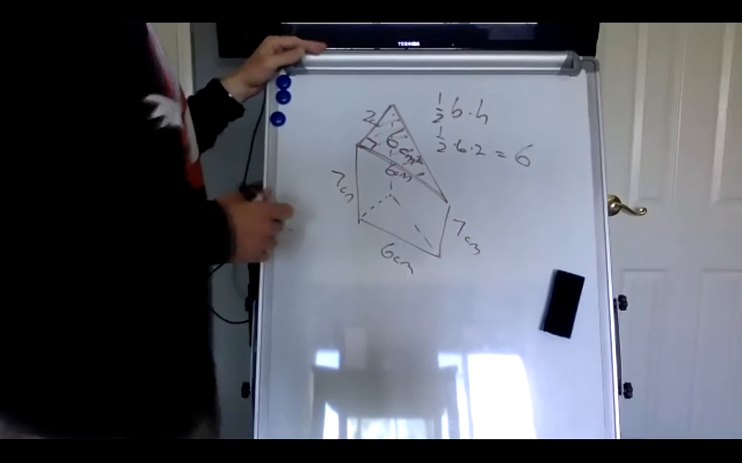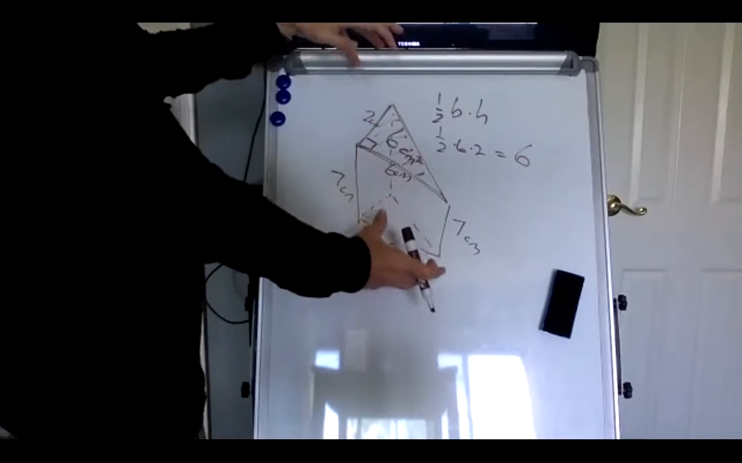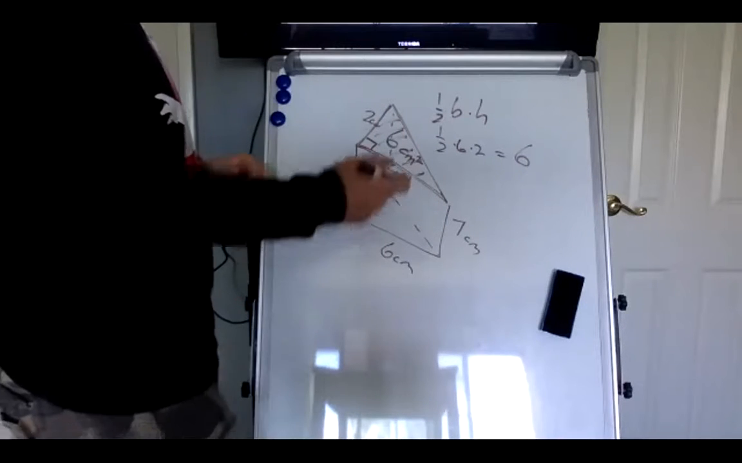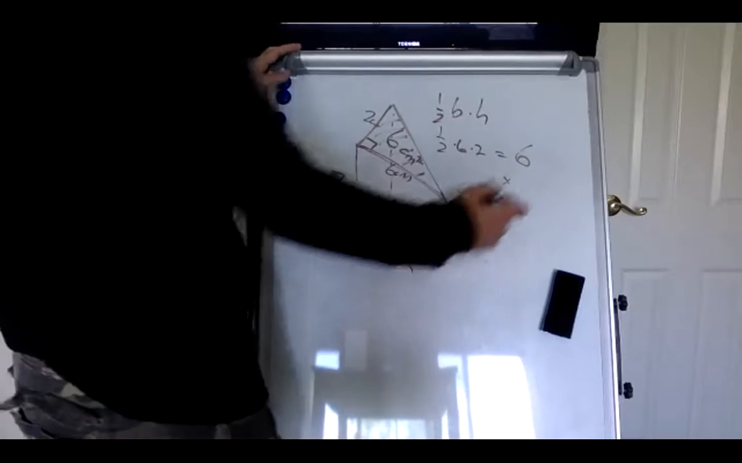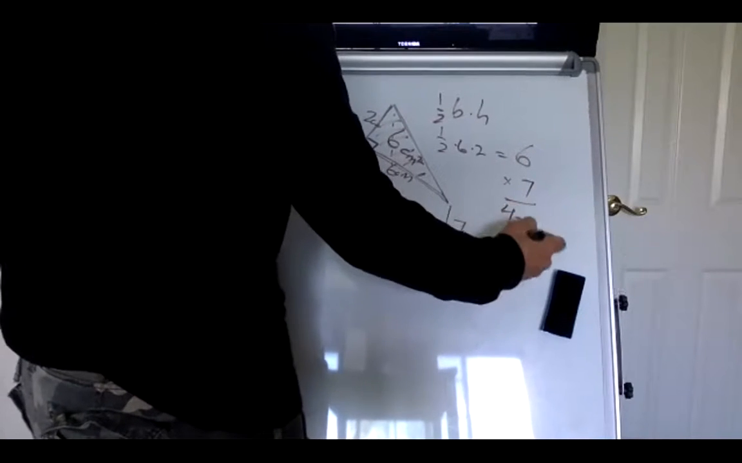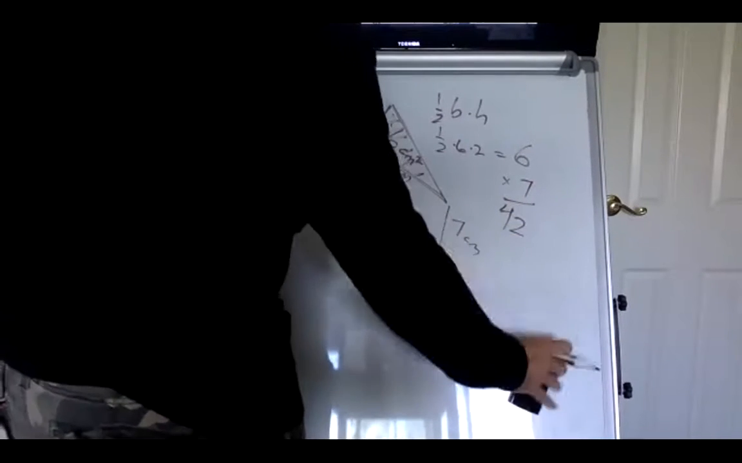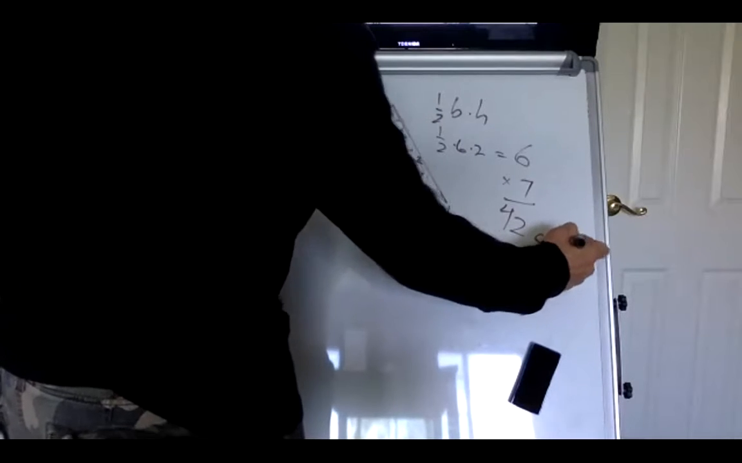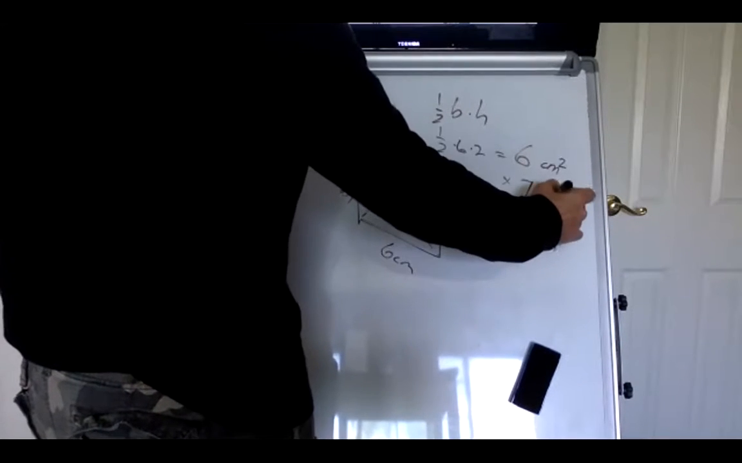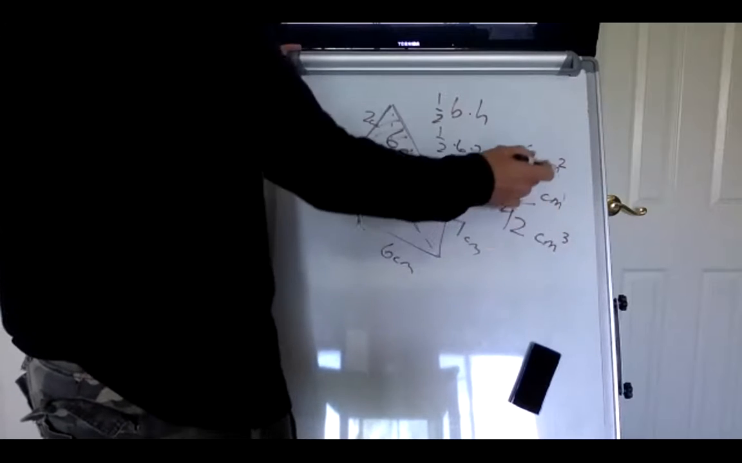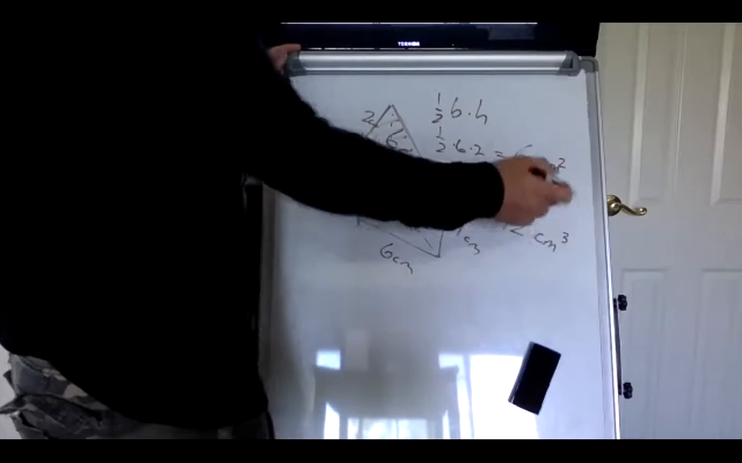I know that if I stretch my triangle now down 7 centimeters, all I have to do is take my area of 6 and multiply it times how far I stretch it down, times 7. And then I get 42. And it's cubic now because this was centimeters squared and this is centimeters. So centimeters squared times centimeters to the 1 is centimeters cubed.